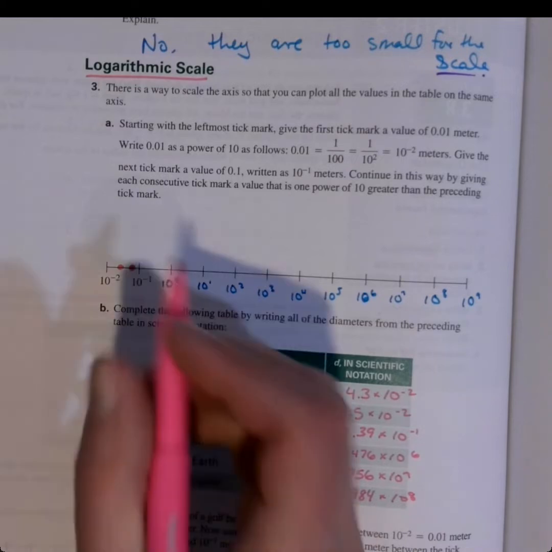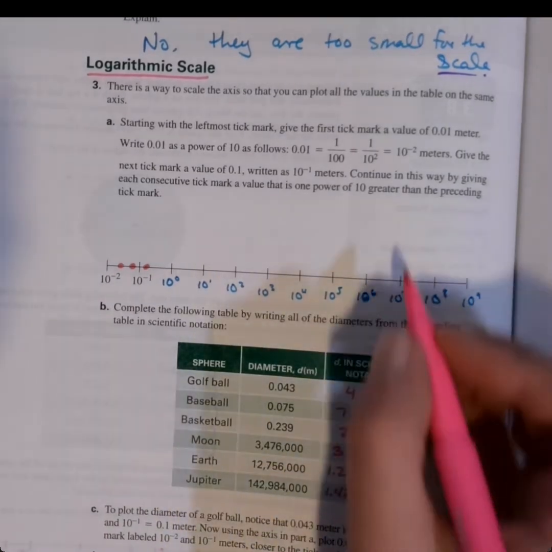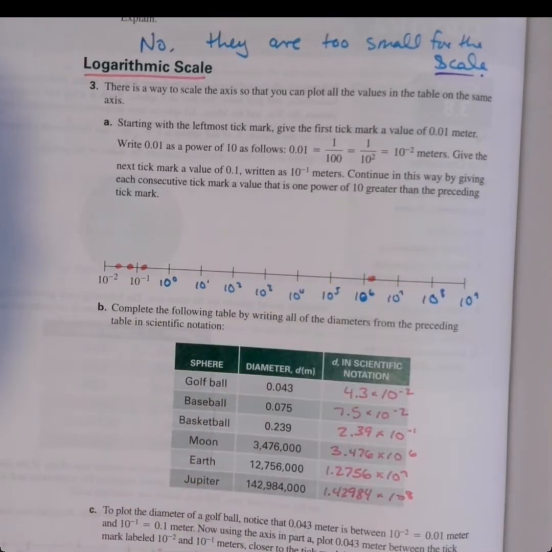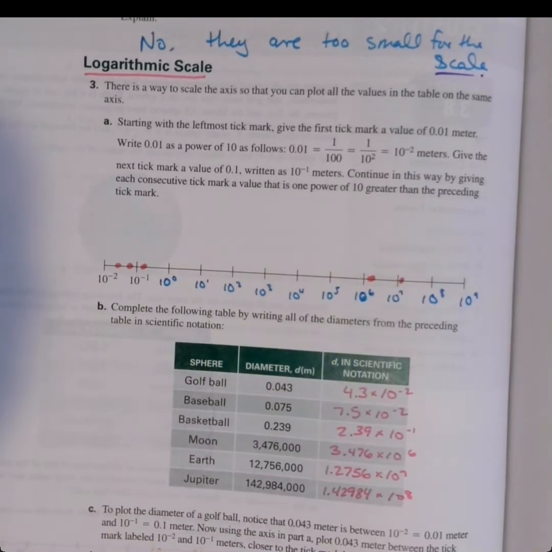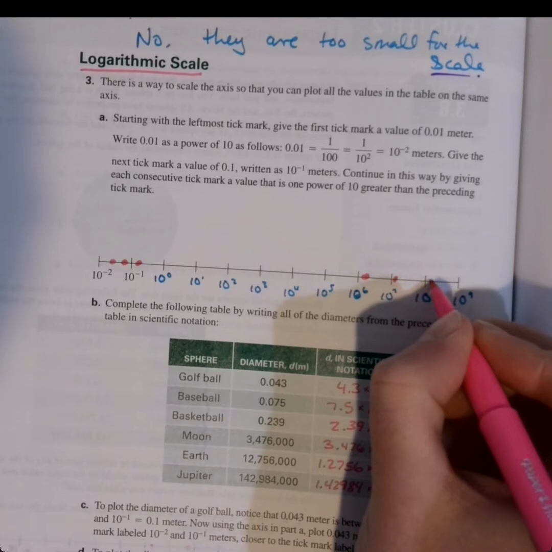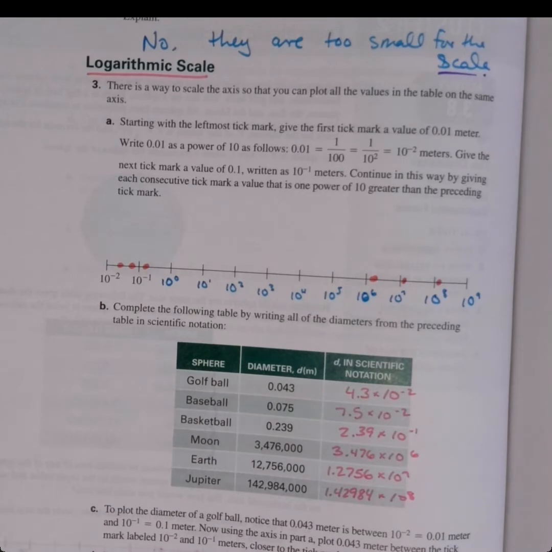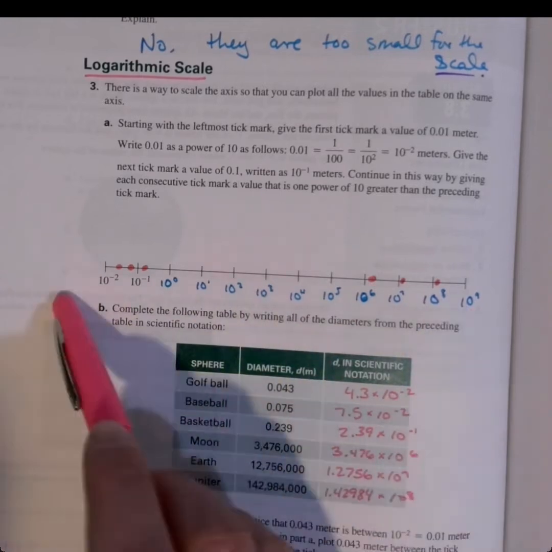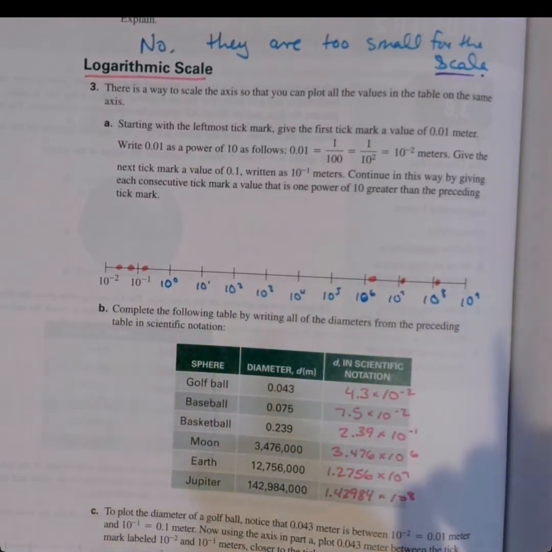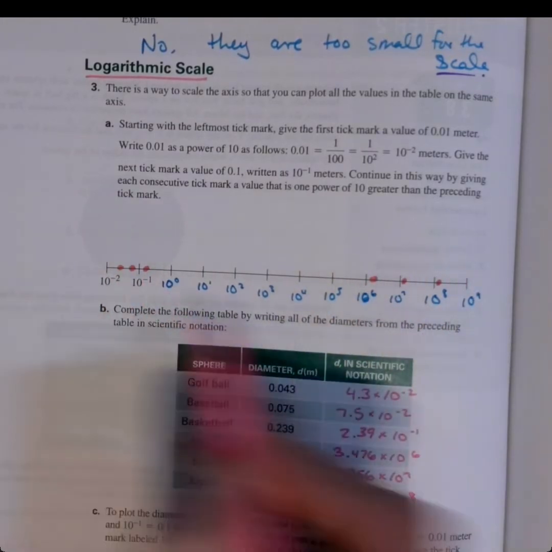Then our basketball is at 2.39 in the 10 to the negative 1 gap. Then our moon is at 3.4 in the 10 to the 6th gap. And Earth is at 1.2 in the 10 to the 7th gap. And Jupiter is at 1.4 in the 10 to the 8th gap. Okay. So this allowed us to graph all 6 of the objects on the same scale, on this logarithmic scale. What we can see here is that these 3 objects are certainly a whole lot smaller than the latter 3 objects. The balls are smaller than the planets and moon.